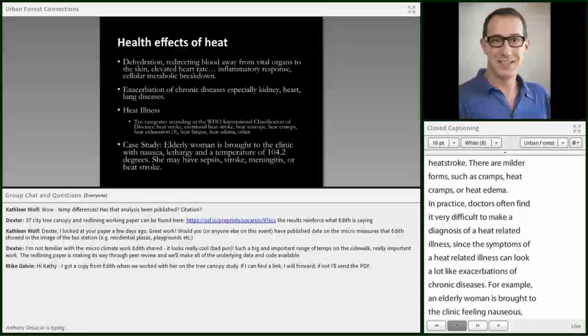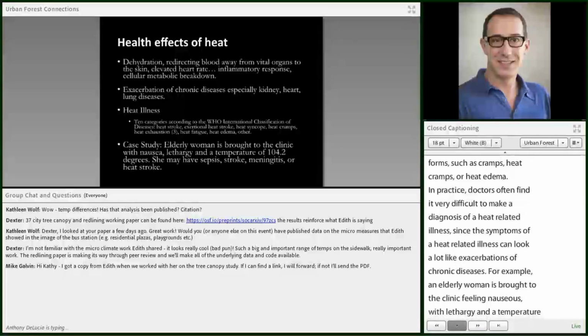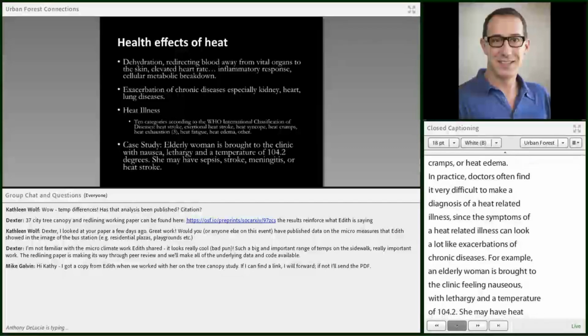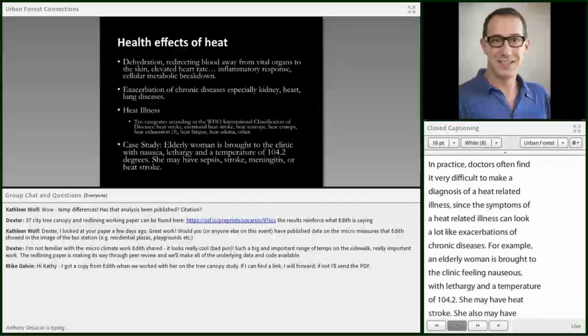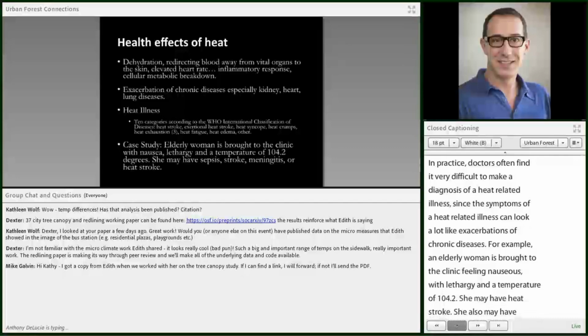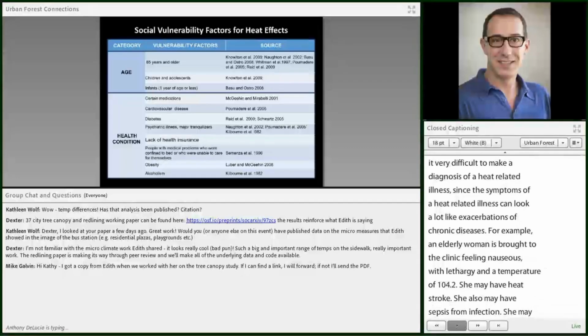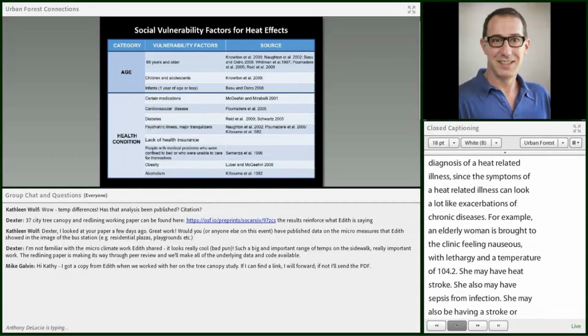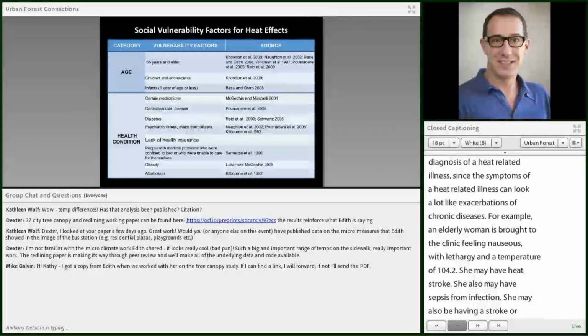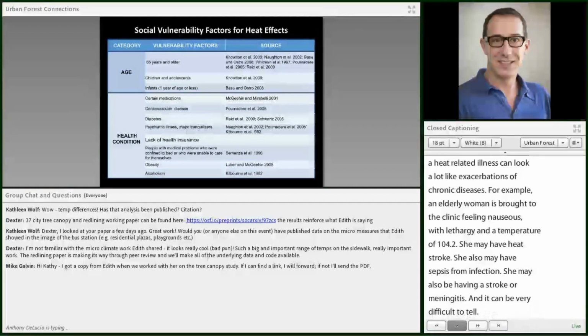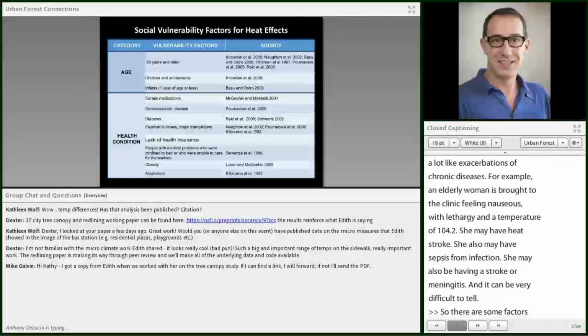She may have incipient heat stroke, but she also may have sepsis from infection. She may also be having a stroke or meningitis, and it can be very difficult to tell sometimes. So there are some factors that we know create greater vulnerability to the effects of heat.